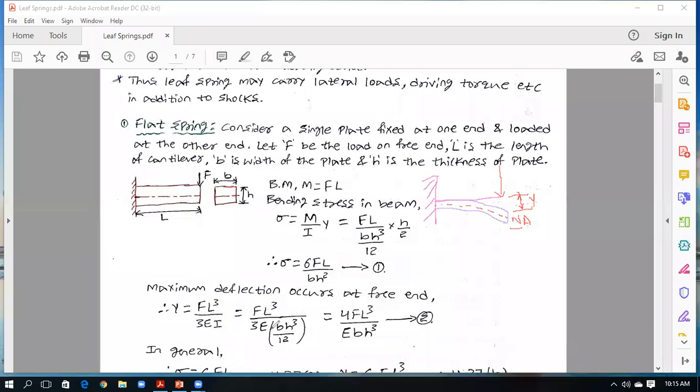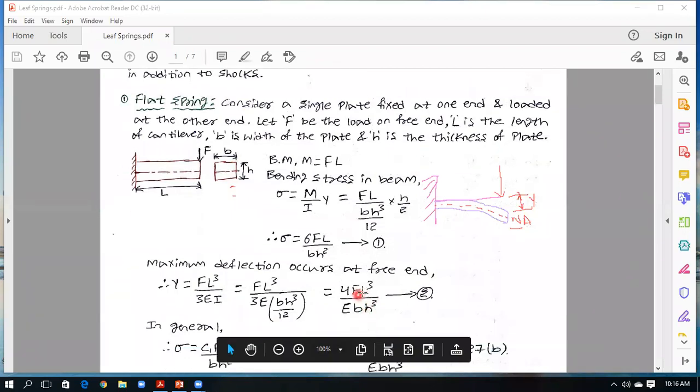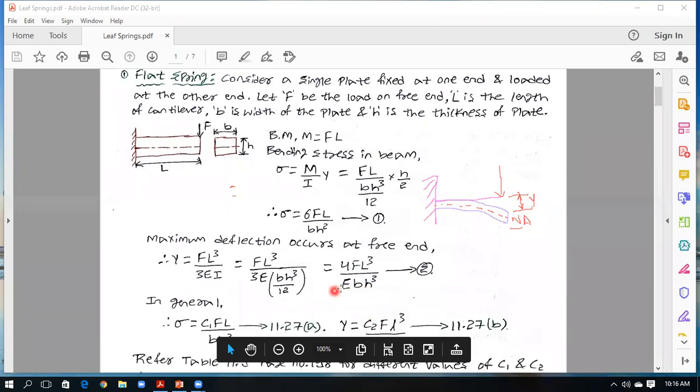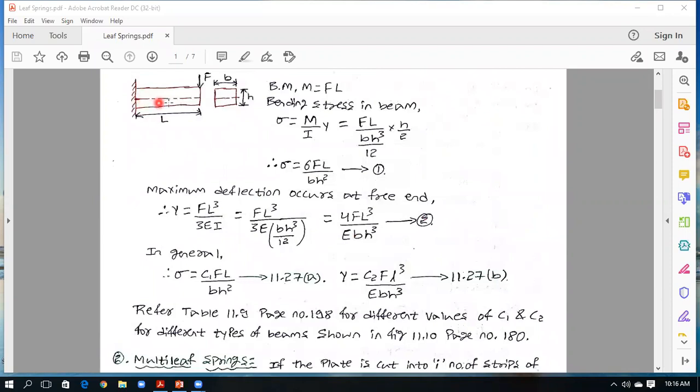FL cube by 3EI. Substitute the value of I. Moment of inertia for this will be bh cube by 12. After substituting that value, the maximum deflection in the member, you are going to obtain it as 4FL cube by Ebh cube. E is nothing but Young's modulus of that particular material. This is the equation which I have written for cantilever.